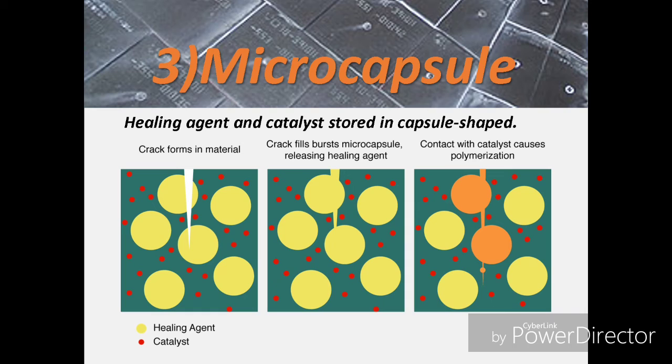Microcapsule approach. The healing agent and catalyst was stored in a capsule shape. As we can see here, the yellow circle indicates the healing agent, while the widely spread red dot is the catalyst. When a crack forms on the material, the capsule affected will release their healing agent and will repair the surface when it is in contact with the catalyst.